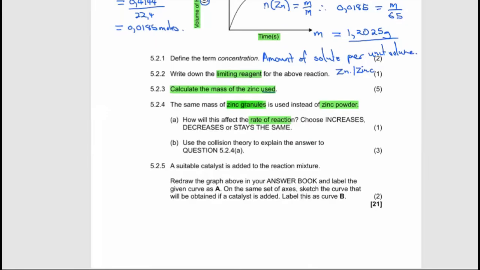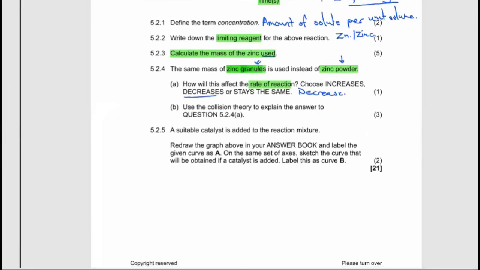So now the same mass of zinc granules is used. It means we are decreasing the surface area; our surface area is the one being affected. So the correct answer is decrease. It's going to be a bit slower because we're using granules instead of powder. With powder we have more reaction sites, and here with granules we have fewer reaction sites.